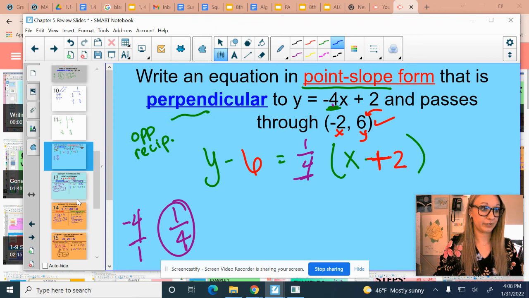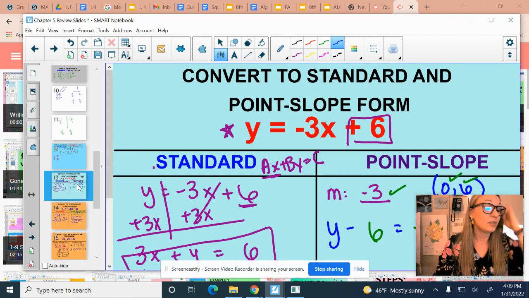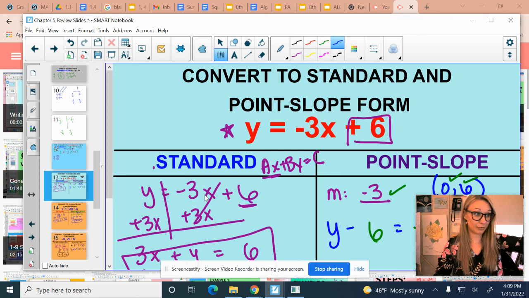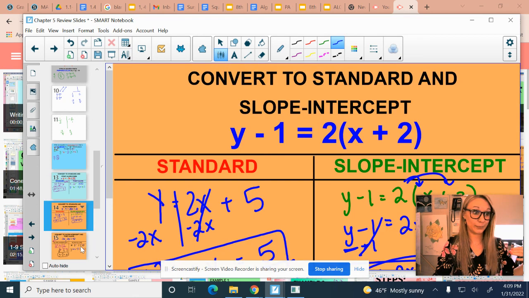This one I talked about for 100 years, so I'm not going to do that again. We talked about converting between the 3 forms. Now, there's no method, there's no rhyme or reason. It's just kind of you talking to yourself in your head like, okay, here's my starting point. Where do I end? Boom, boom.